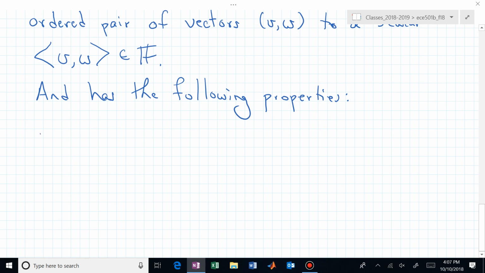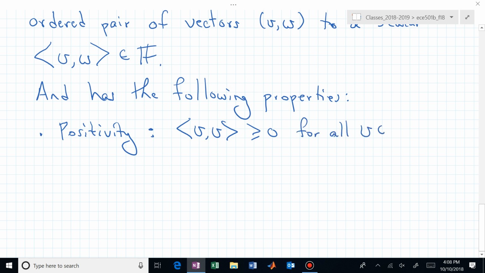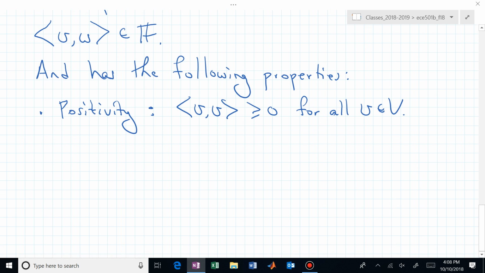The first property can be described as positivity, meaning if you apply the inner product to a vector with itself, so now you say V comma V, then that's going to be greater than or equal to 0 for all vectors V. So we need the inner product to satisfy this positivity property.